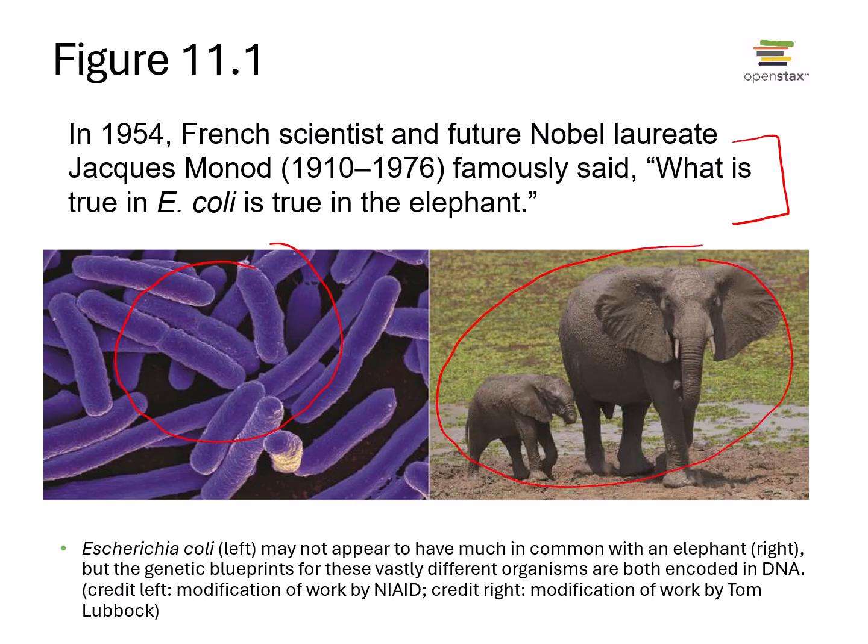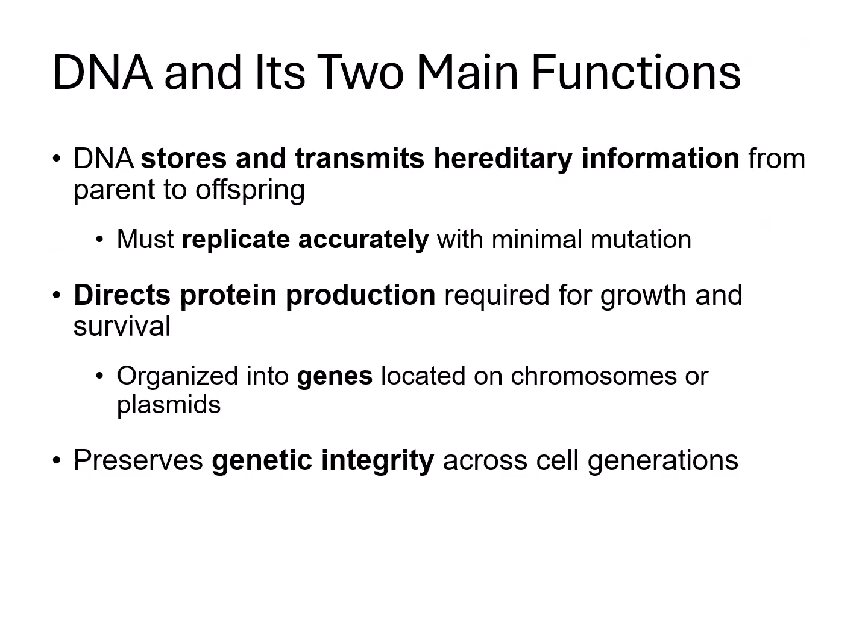And this really suggests that the biochemistry of life is shared in all forms of known life, right? All cells use DNA for information storage, we share the same genetic code, and we use similar mechanisms to replicate our DNA and express our genes. DNA has two essential roles. It stores and transmits hereditary information from one generation to the next. That means every new cell inherits the same genetic instructions. It also directs the synthesis of proteins that allow cells to grow, divide, and respond to their environment. And to do this accurately, DNA must be replicated with extremely high fidelity. Errors here could change how a cell functions.